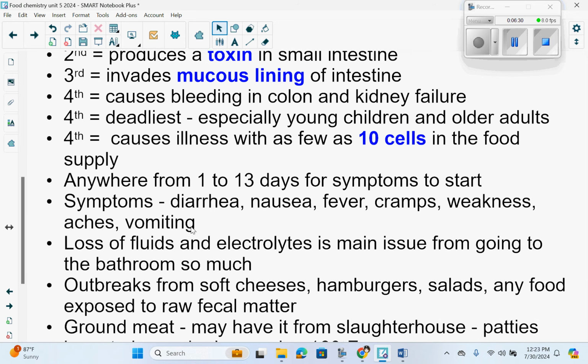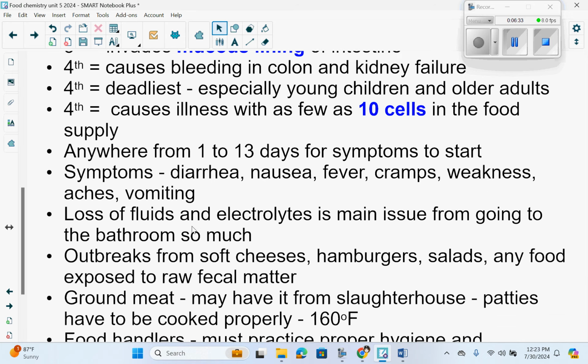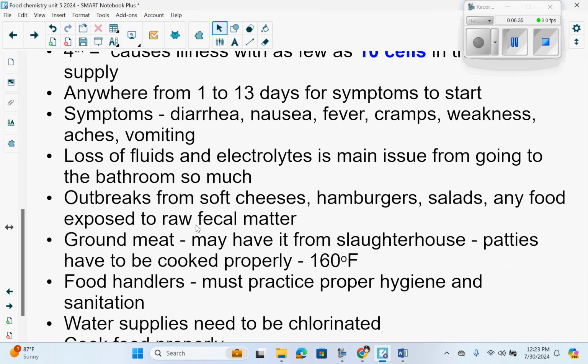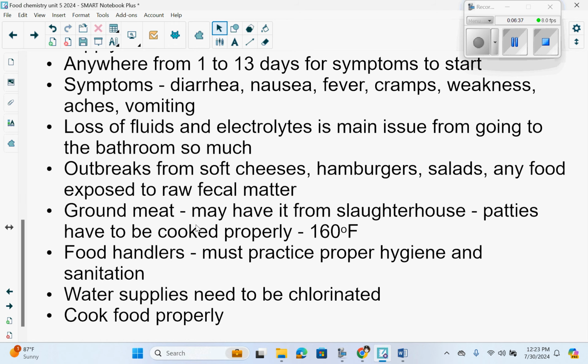Anywhere from 1 to 13 days, the symptoms can start. And again, similar symptoms, right? Diarrhea, nausea, fever, cramps, weakness, aches, and vomiting. The loss of fluids and electrolytes is the main source from going to the bathroom so much.